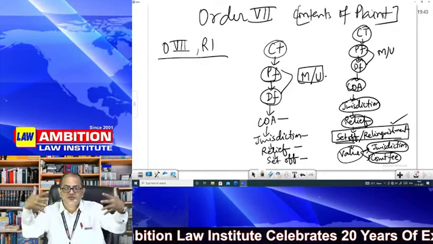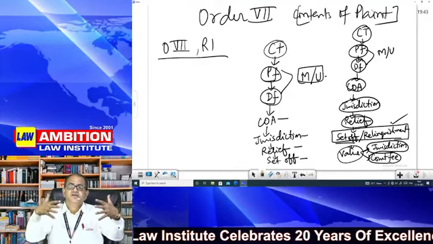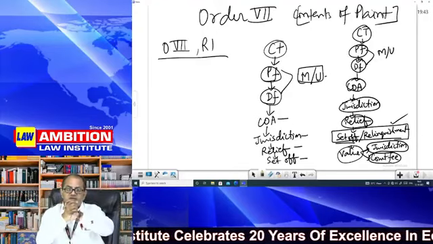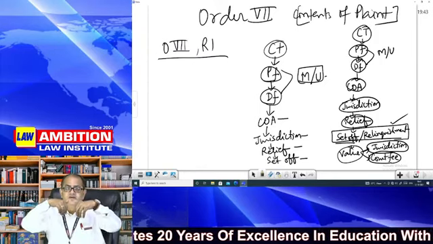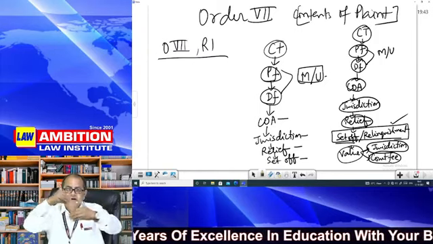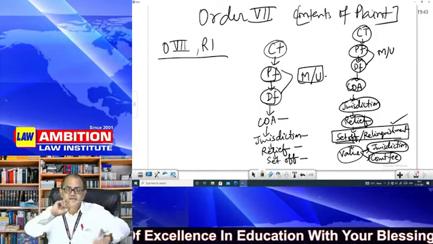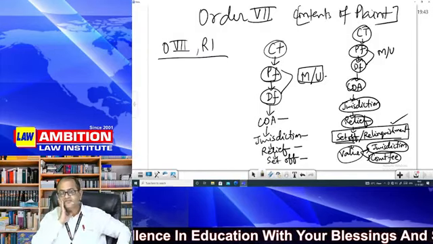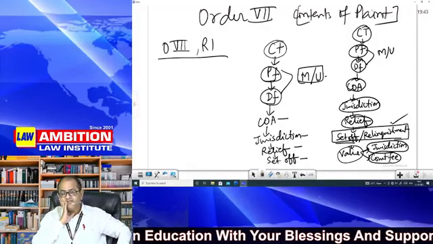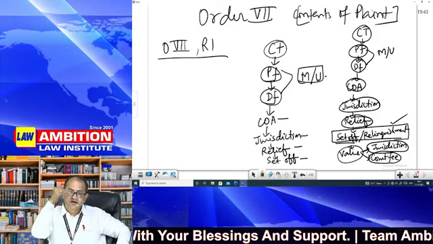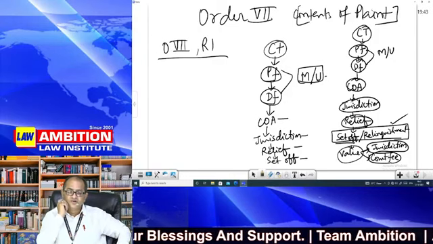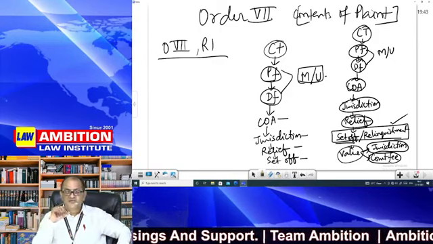Set off, I said, means mutual adjustment of debts. I have 500 rupees due from you and you have 200 rupees due from me. So 500 and 200 are adjusted, so I will claim 300 rupees from you. This is what is set off. We have set off our debts. Set off. SET set, OFF off. So this I will write.